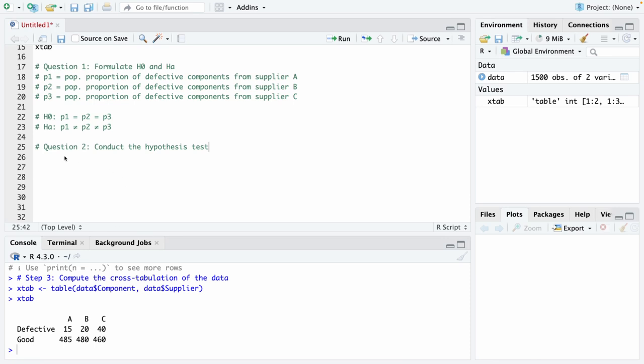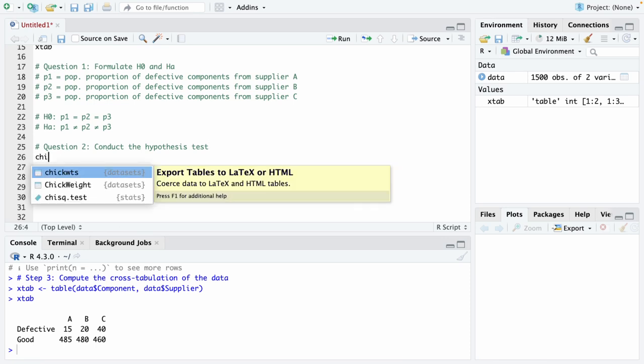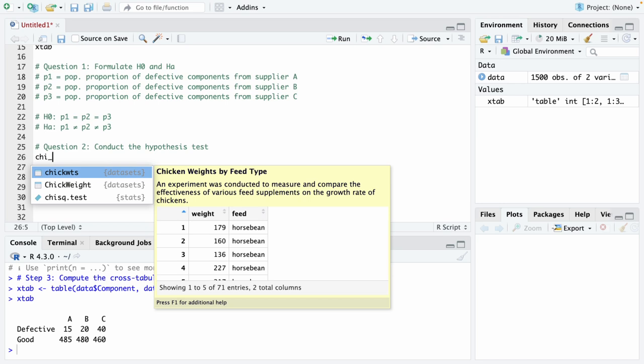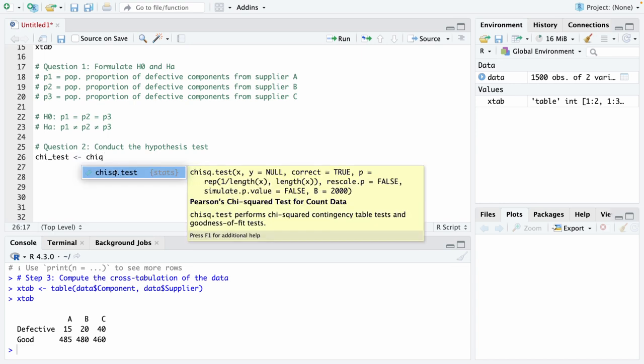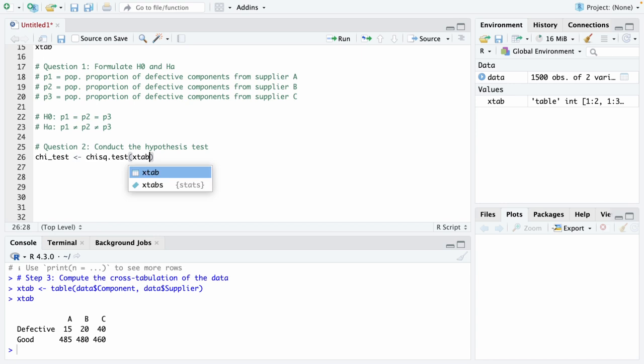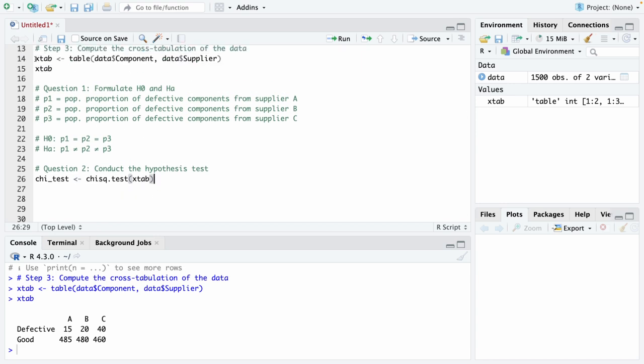So we're going to do that. For three or more population proportions, we're basically using the chi-square test, and that's what I've defined as chi-test, just an abbreviation for chi-square test. The function is this: the chi-square test, and all you put in there is your X tab, which we created in line 14. Please take note of that. The X tab, which we created in line 14, that's all we need.